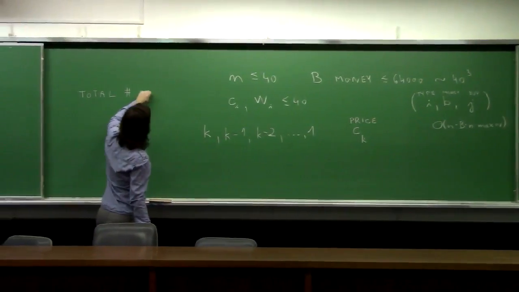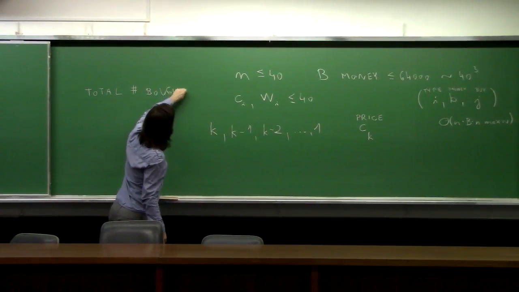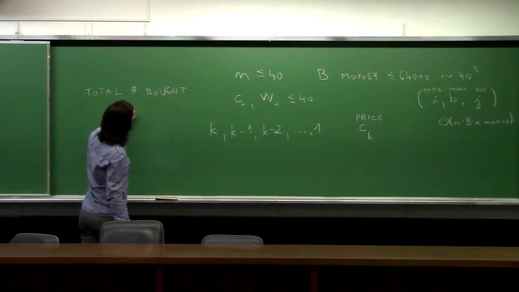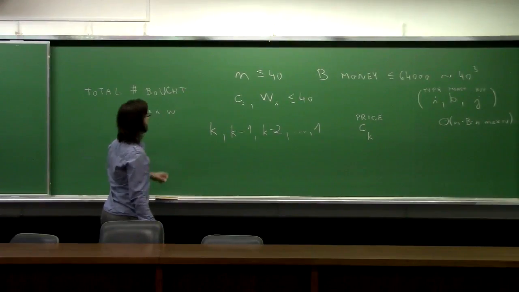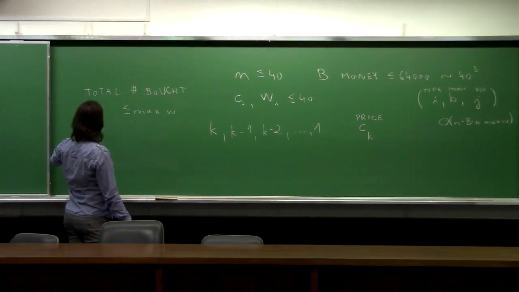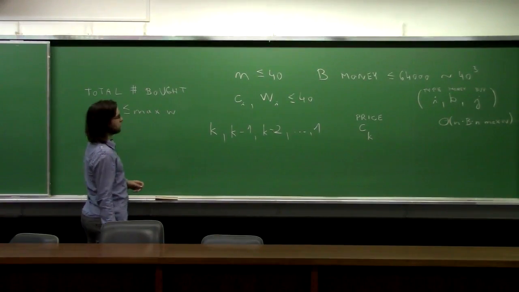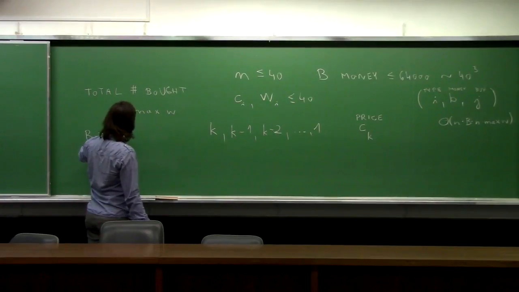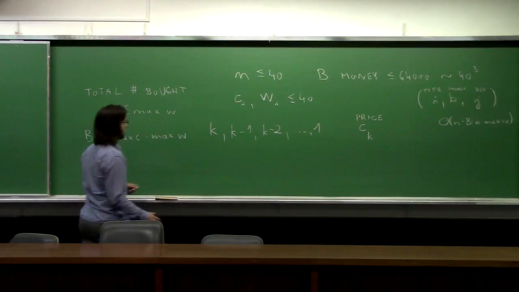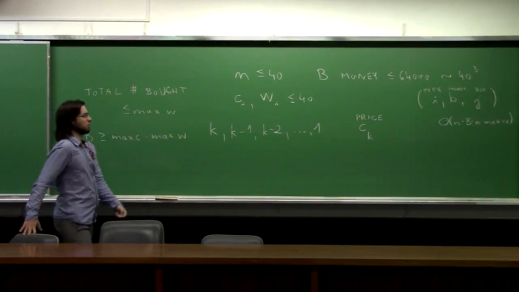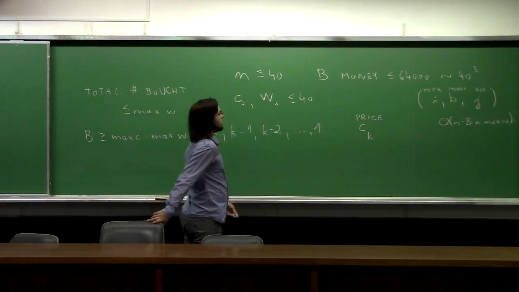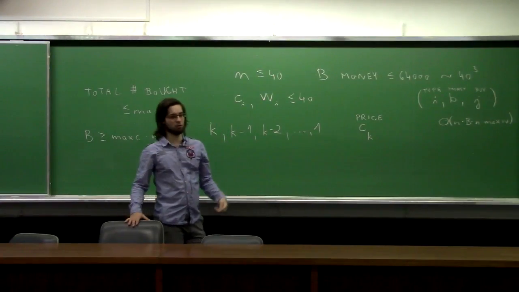Total number of bot suites is up to max W, because when we can afford this, when we have B max C times max W, then what happens is that we look at the nth suite and buy Wn of those suites. So we buy all suites of type n.